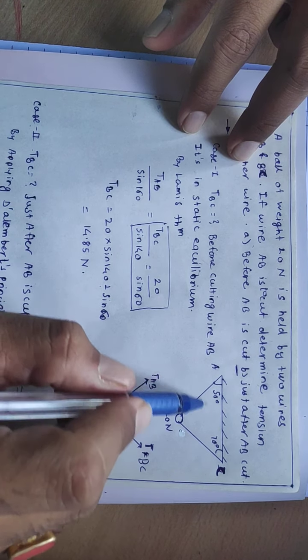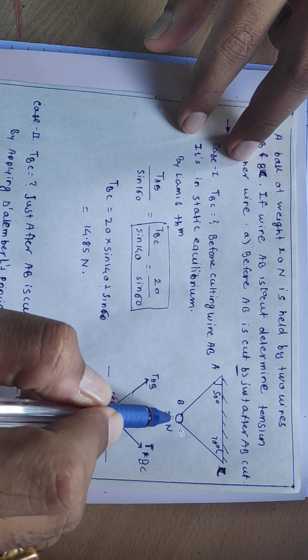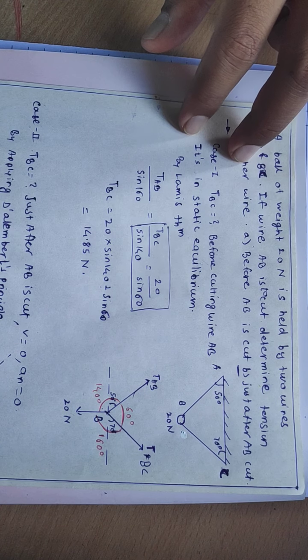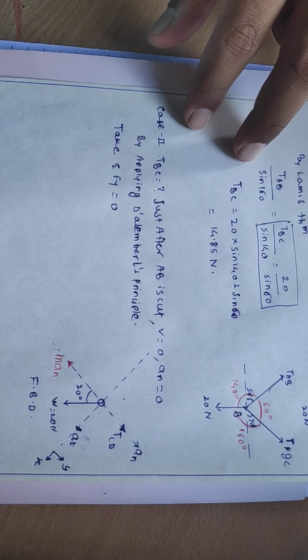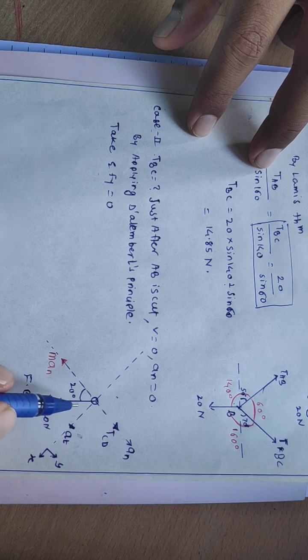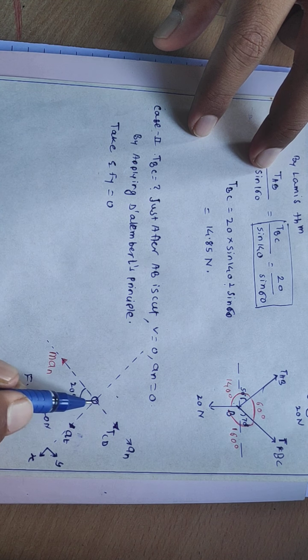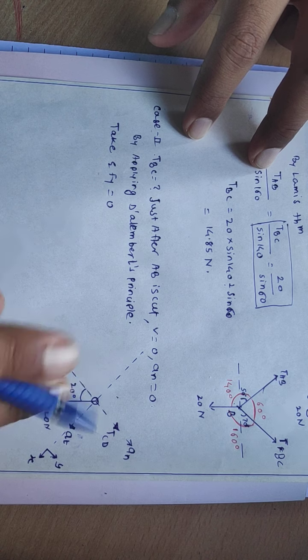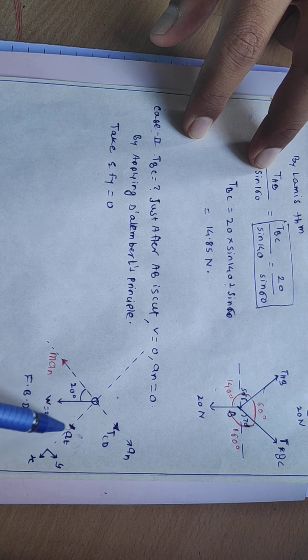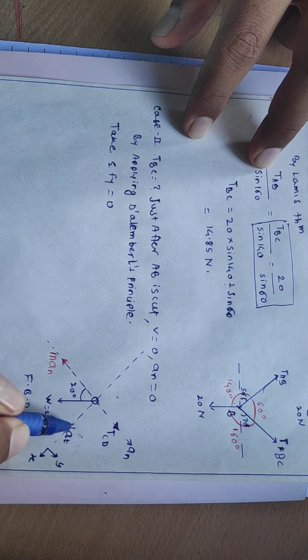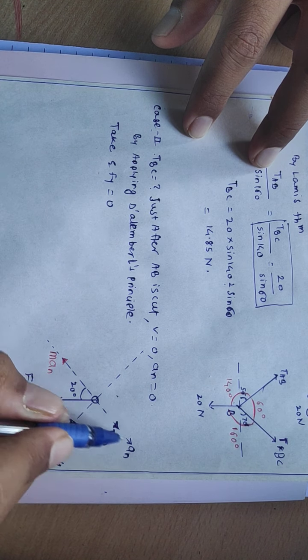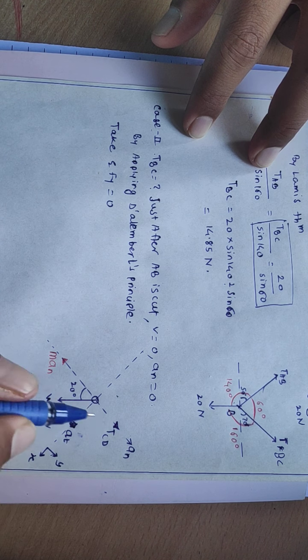Now what will happen when we cut AB? Then this 20 Newton weight starts rotating in this direction. So first of all we have to draw the FBD of point B. Here we also have to define the directions of the acceleration. When AB is cut, the tangential acceleration AT will be in this direction, going this way, and the normal acceleration AN will be towards the center of the curve.